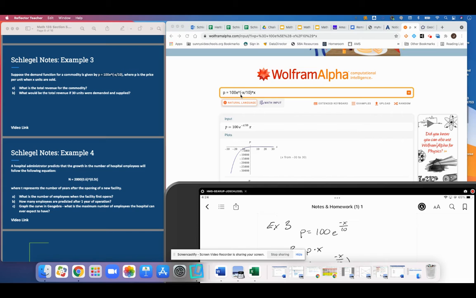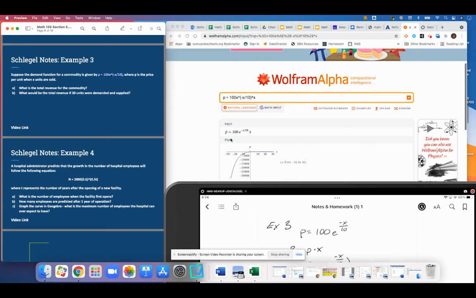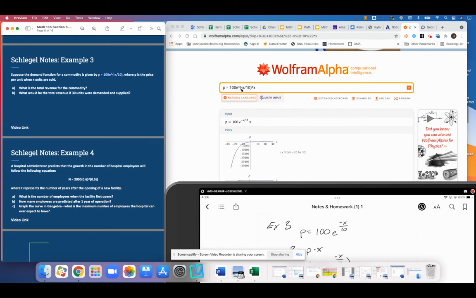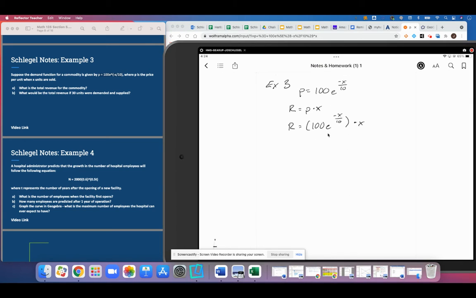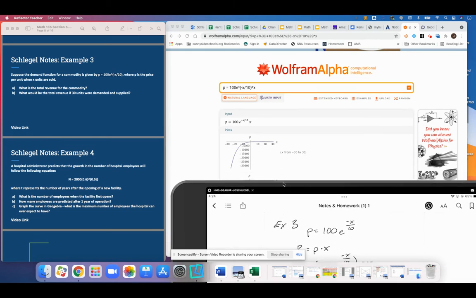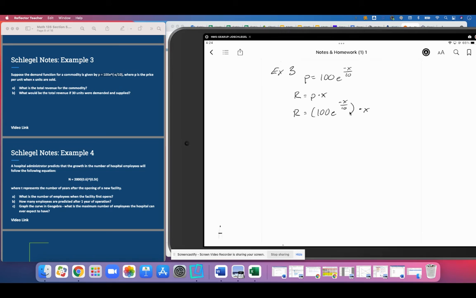How about that? So what is the total revenue for this commodity? The total revenue is going to be actually this equation that we have right here. And so our total revenue is going to be that. Again, I'm not going to take what I got from Wolfram because I don't like it any better than what I've got right here.